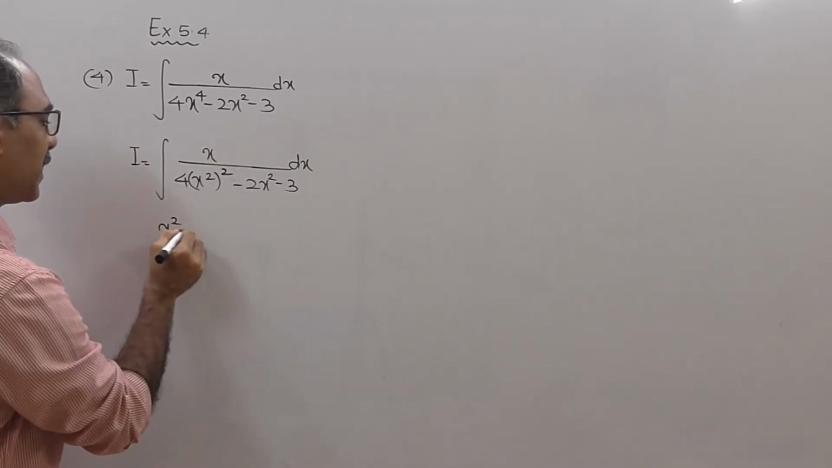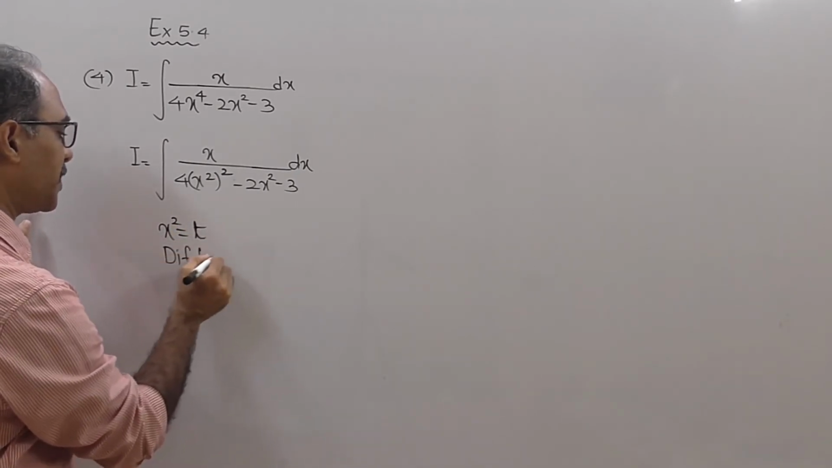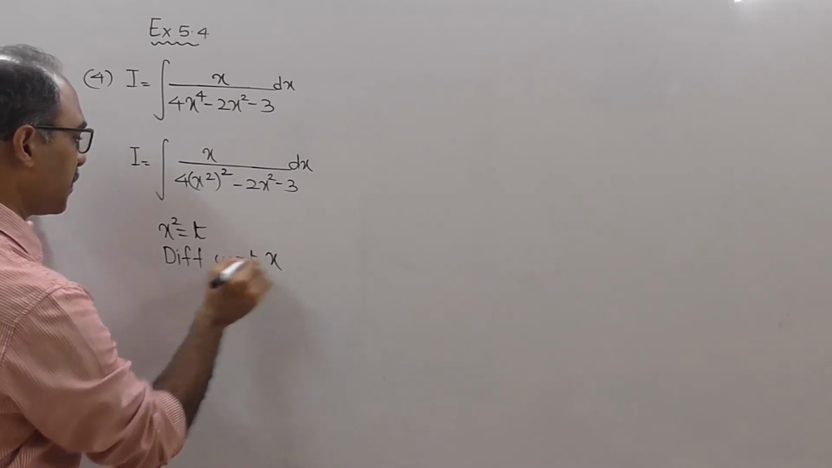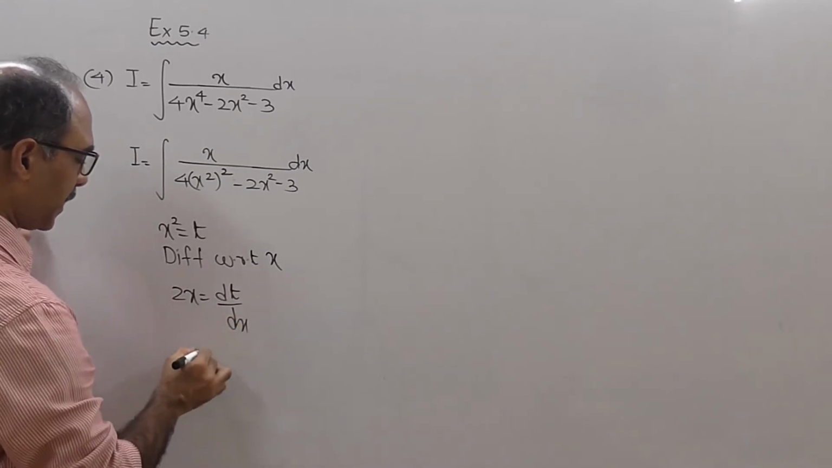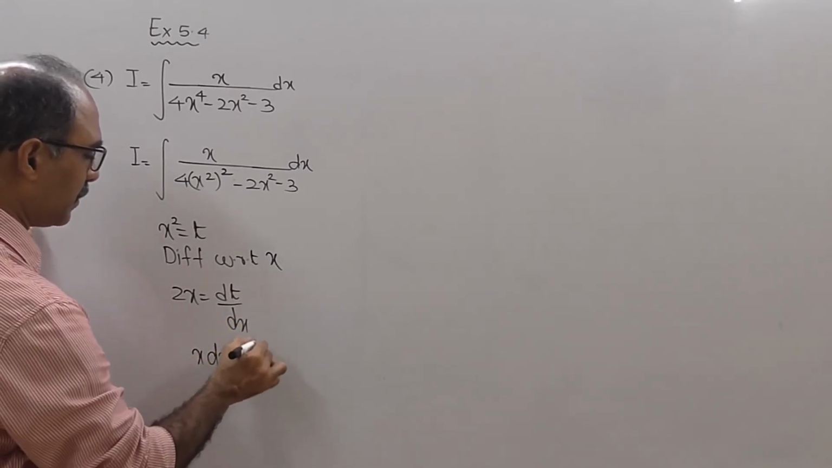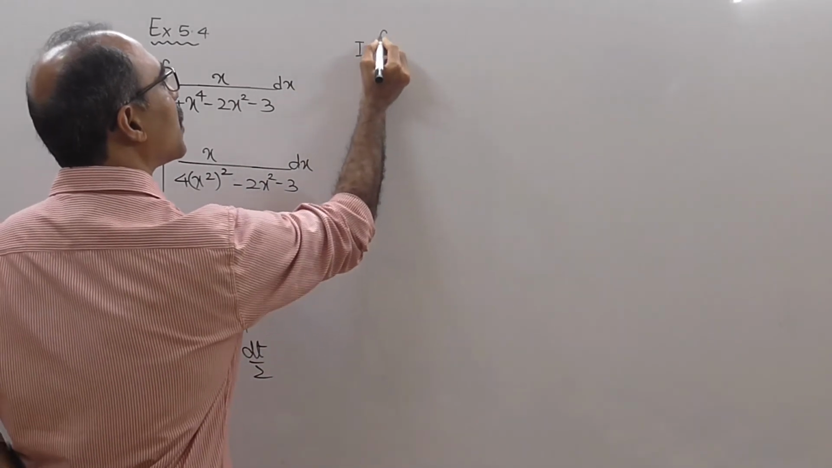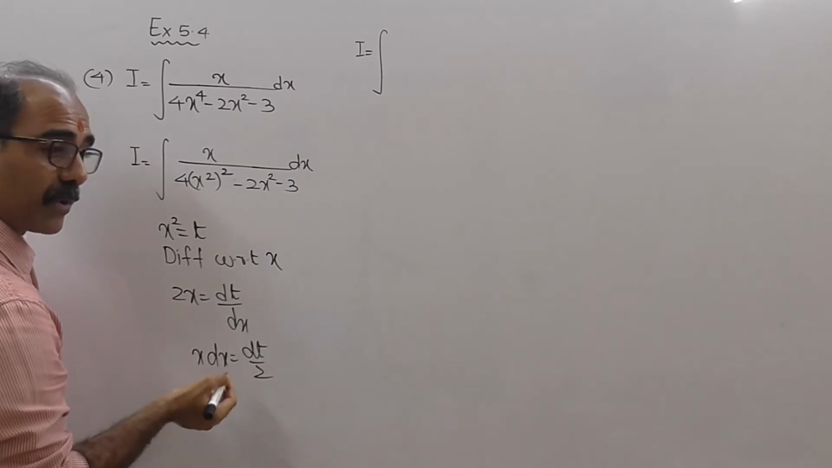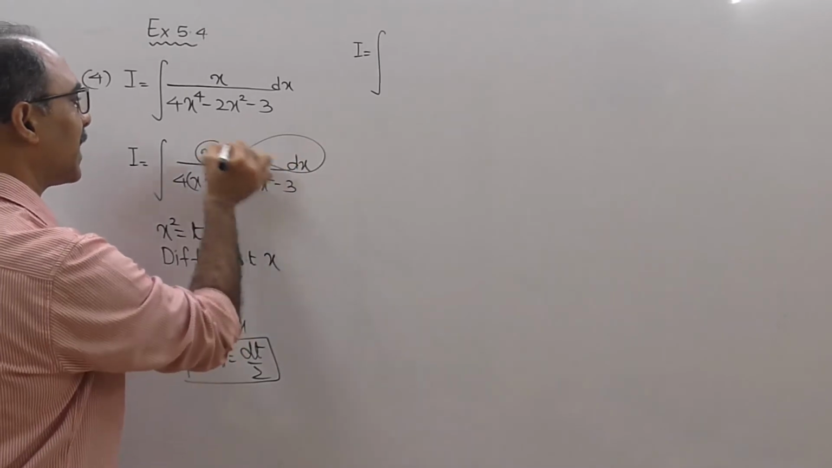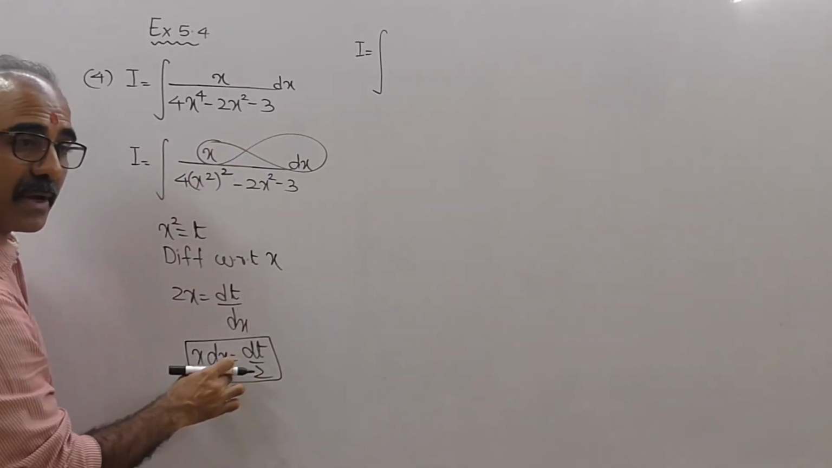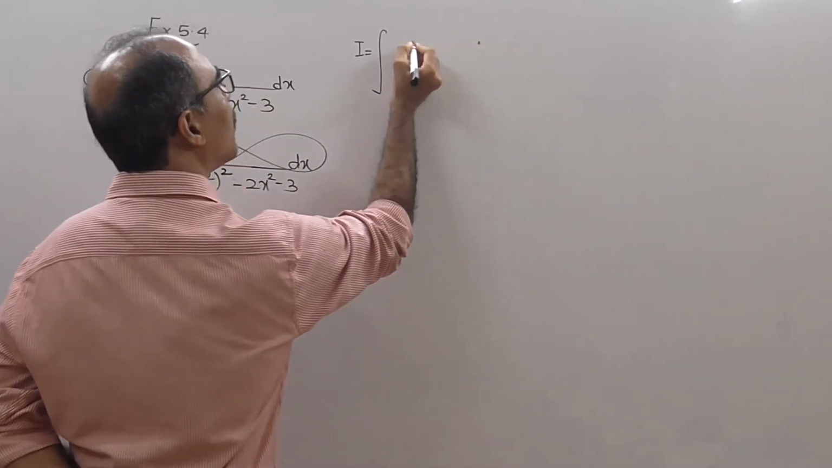Now what I will do is I will make an assumption x square equal to t. Then I will differentiate with respect to x. X square का derivative 2x आएगा, that is equal to dt by dx. So probably you get x dx equal to dt upon 2. When I taught you the method of substitution, I said that whenever you substitute, whatever derivative you find should match with the question. I think we are having x dx here and we have got the value of x dx as dt upon 2. So I will be, what is I?